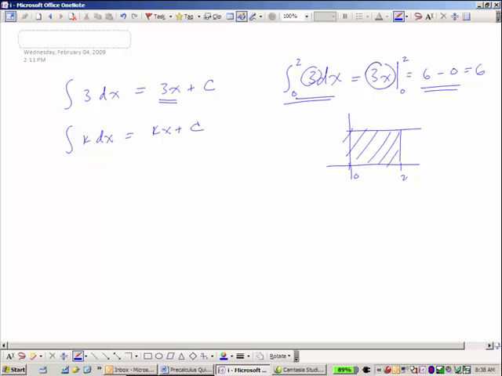What happened to the plus c here? We sort of just forgot about it, didn't we? What would have happened if we actually did 3x plus c from 0 to 2? When we plug 2 in, we get 6 plus c. We plug 0 in, we get 0 plus c. What happens to c? They're going to cancel out. Okay. All right.